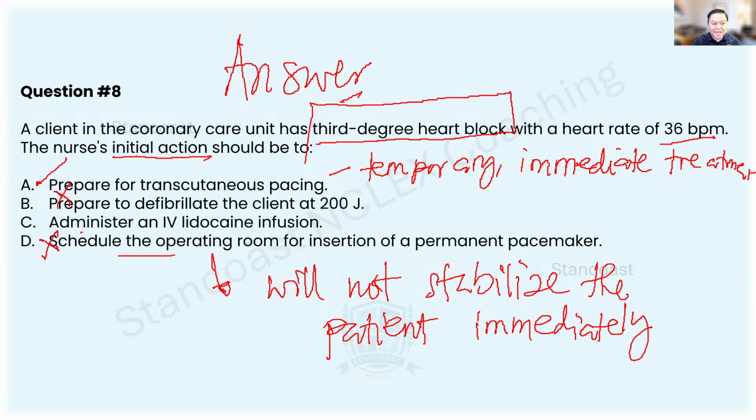What about letter C? Administer IV lidocaine. What is that lidocaine? This is known to be used for arrhythmias. However, the patient here has what? It would not be effective, guys, in treating the third-degree heart block because it can potentially worsen the heart block here. It can suppress the ventricular activity. Okay, so we are going to eliminate lidocaine because it can suppress ventricular activity.